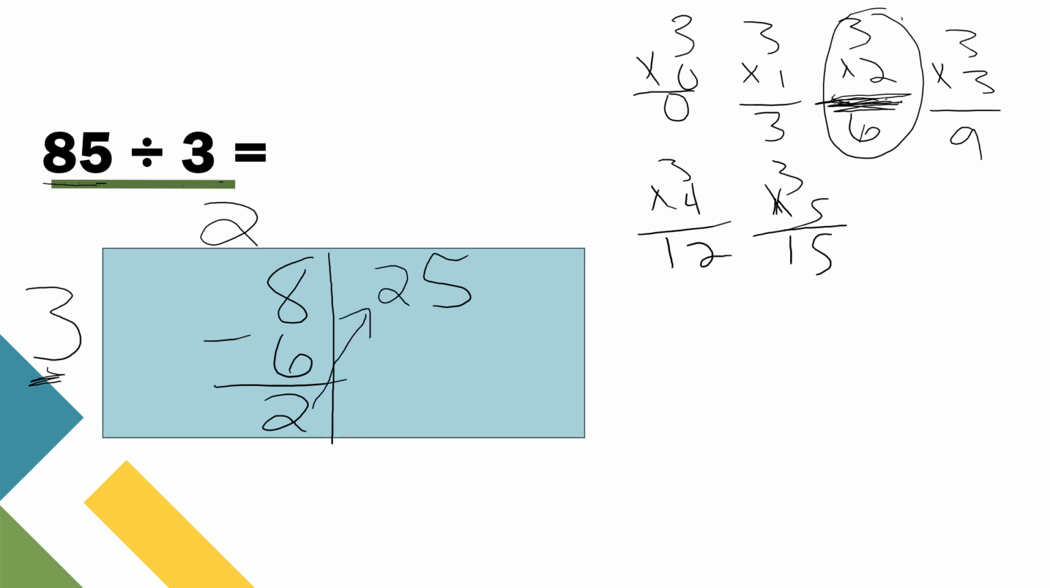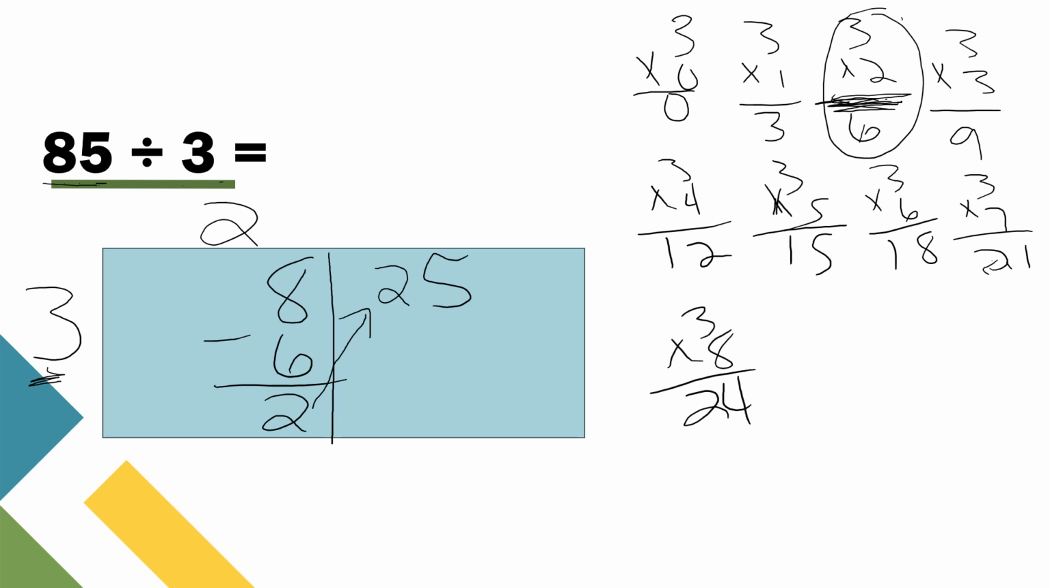Now I'm looking for 25. I stopped at 15. I need to keep going to see if I can get closer. 3 times 6 is 18. 3 times 7 is 21. 3 times 8 is 24. I think that'll work, but I always go one more to be sure. 3 times 9 is 27. So I'm going to circle 3 times 8 equals 24.